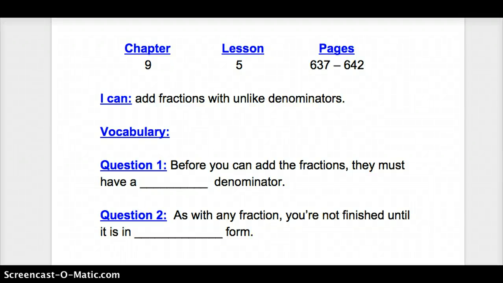Today's lesson is Chapter 9, Lesson 5, which can be found on pages 637 through 642 in your textbook. Our objective is I can add fractions with unlike denominators. Question 1. Before you add the fractions, they must have a blank denominator. Question 2. As with any fraction, you're not finished until it is in blank form.